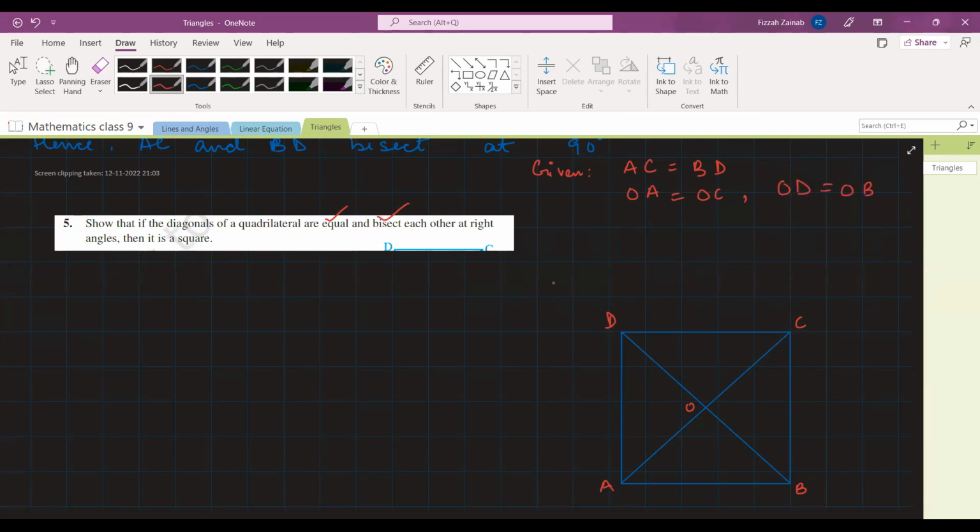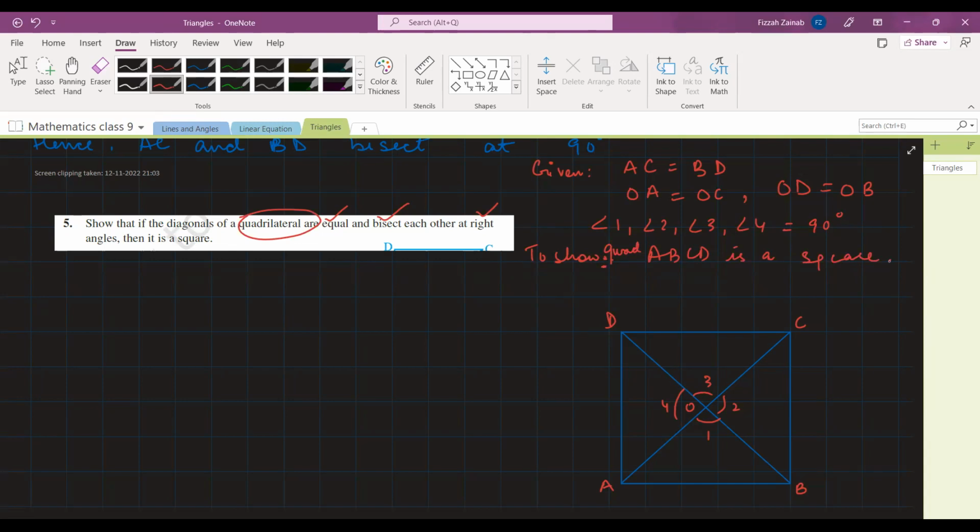Is that clear? Okay. And also they bisect at right angles. So if I just name them angle 1, angle 2, angle 3, and angle 4, they all are equal to 90 degrees. This is given. Now you have to show that ABCD, now what is ABCD? Right now we are calling it a quadrilateral, right? We don't know if it's a parallelogram or not. It's written as a quadrilateral in the question. Quadrilateral ABCD is a square. You have to show this.